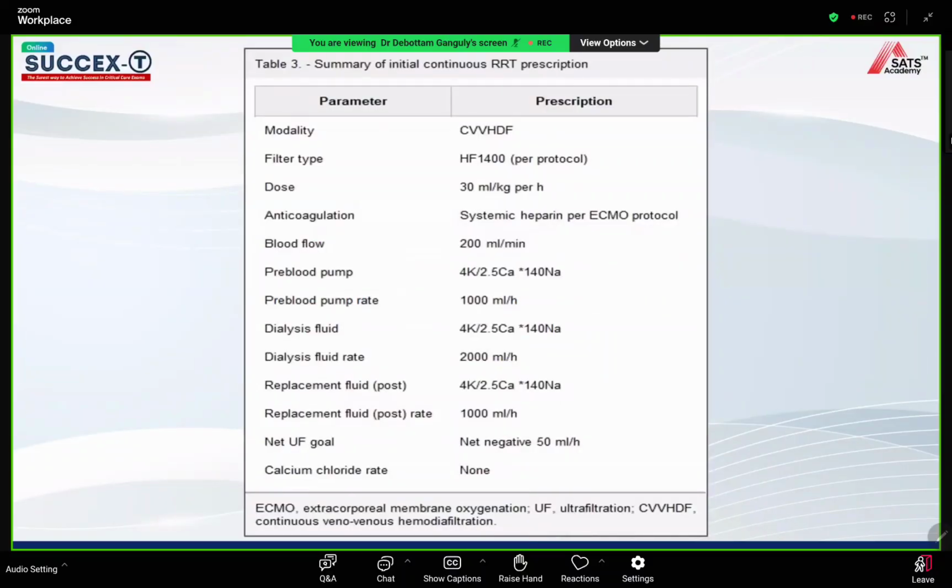And this is the summary of initiation of continuous renal replacement therapy prescription. Usually, as I told earlier, we use CVVHDF, and this is the typical prescription. I have written it down, but it may vary according to patient condition and need.